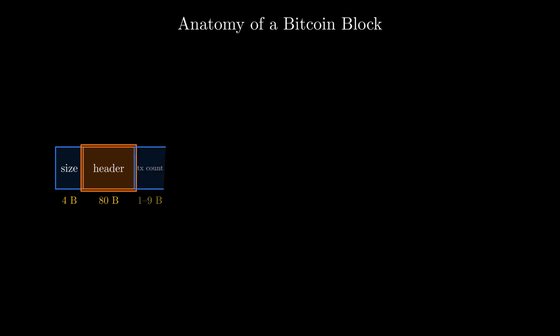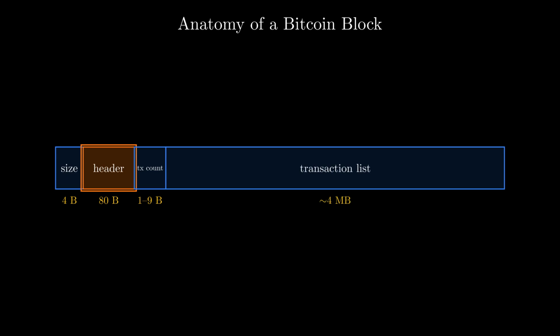A Bitcoin block has 4 parts laid out in order. First, a 4-byte size field declaring how big the block is. Next, the 80-byte header, the cryptographic core. Then a transaction counter telling you how many transactions follow. And finally, the transaction list itself, which can stretch to around 4 megabytes.